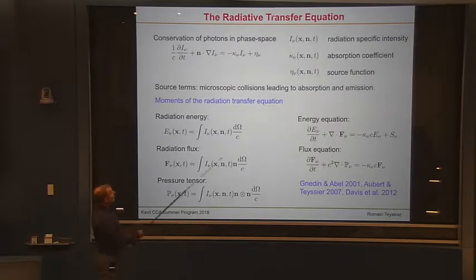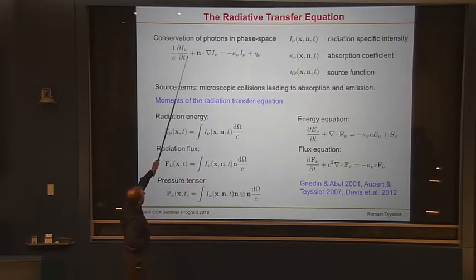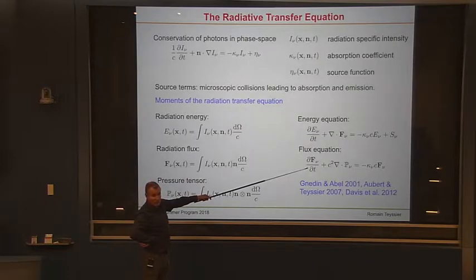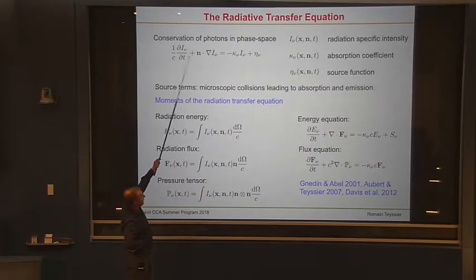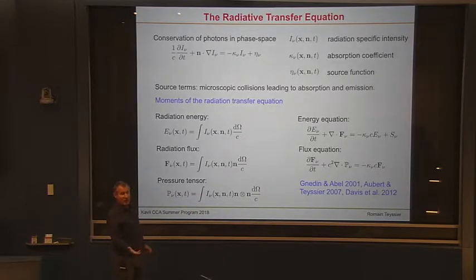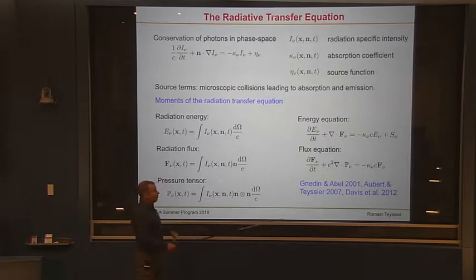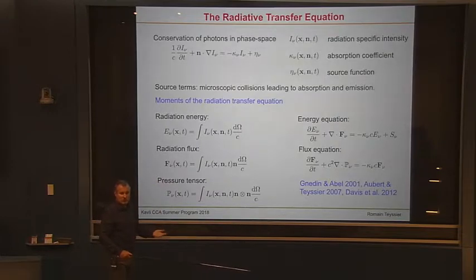And now you can take the moments of this equation. So the zeroth order moment, if you integrate over the angle, you will get the energy equation. And if now you multiply by n, so here you get a vector, you get the flux equation. And then you can multiply by n cross n, and you get a third equation, and a fourth, and a fifth, and you have an infinite hierarchy of moments, and you're back to square one. So these moment equations are interesting because they look exactly like fluid equations. So again, we're back to the methodology we are familiar with.